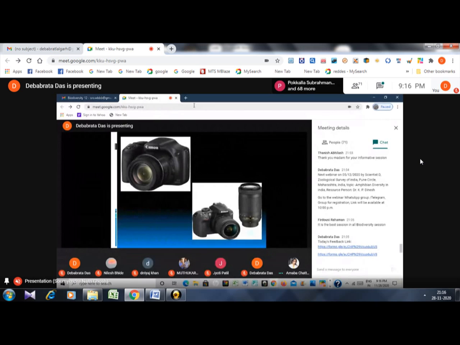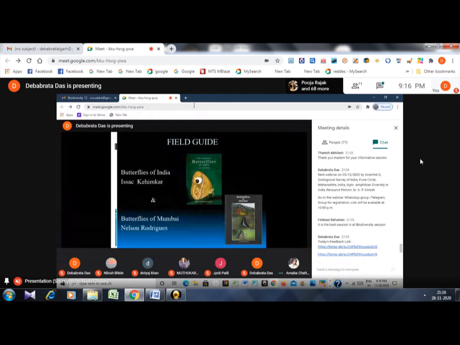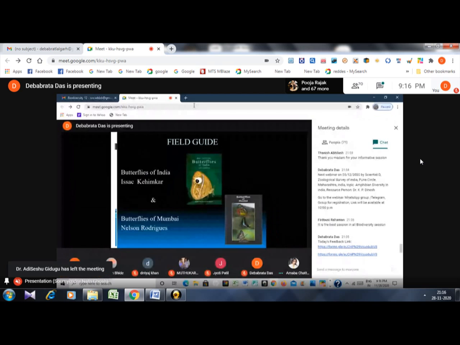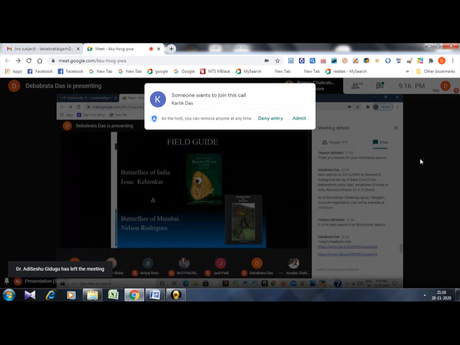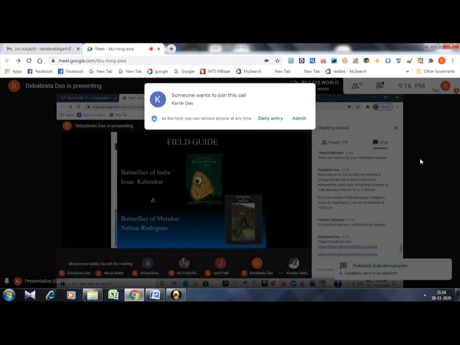Now we come to field guide. I was talking about the field guide all this time. So the field guide is very important here. If you are thinking of a field guide for Butterflies of India, these are very easy books to use. You can use these two books. Butterflies of India by Isaac Kehimkar. Isaac Kehimkar is also known as the Butterfly Man of India. And Butterflies of Mumbai by Nelson Rodrigues.